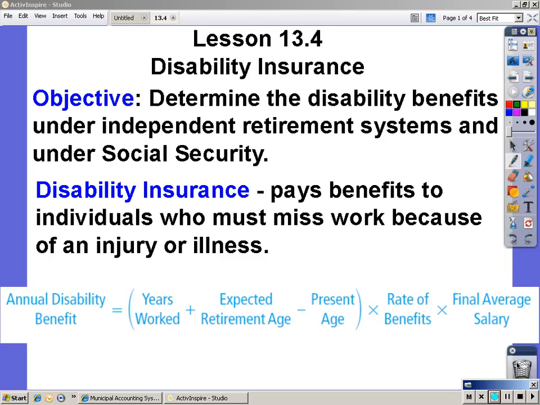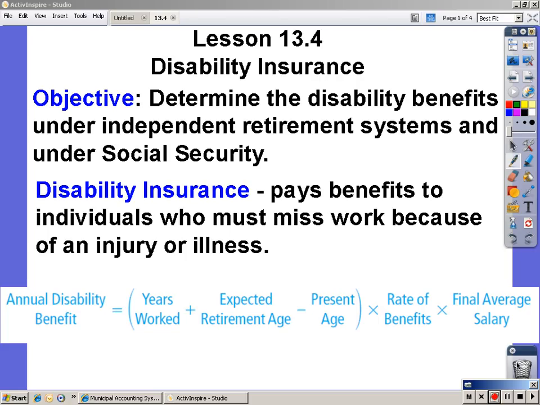All right, lesson 13.4, disability insurance. The objective is to determine the disability benefits under independent retirement systems and under Social Security. Disability insurance pays benefits to individuals who must miss work because of an injury or illness.